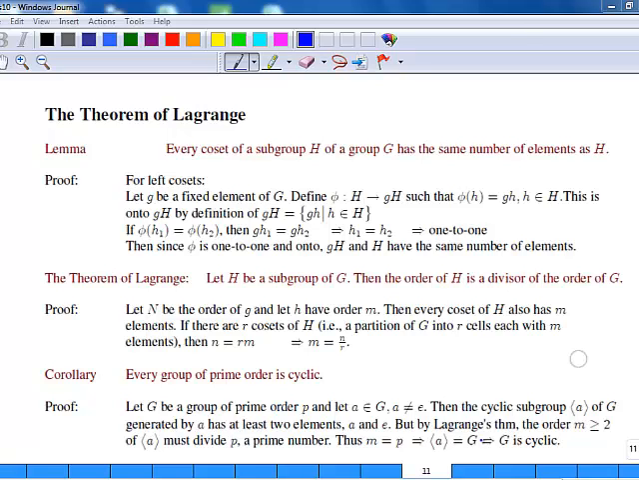And what does the Lagrange theorem say? That if H is a subgroup of G, then the order of H, that means the size of H, must divide the size of G. This is what the Lagrange theorem says: if H is a subgroup of G, then the order of H must be a divisor of the order of G.